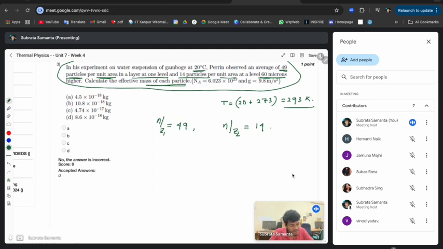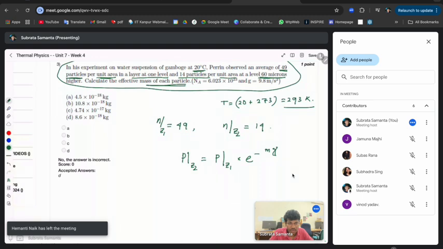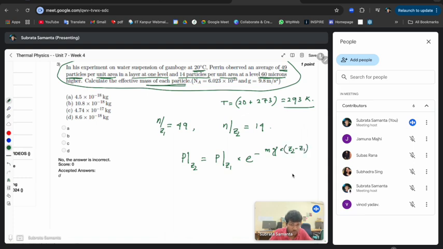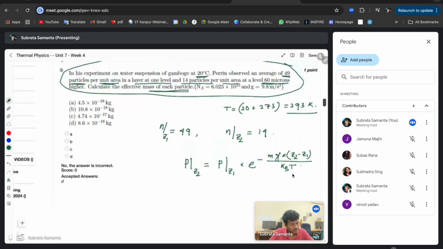So in the class, we discussed that pressure P at height z2 is equal to pressure P at height z1 times e to the power minus m g, where m is the mass of the particles, times z2 minus z1, the difference between these two levels, divided by kBT. And this m is the effective mass of each particle.